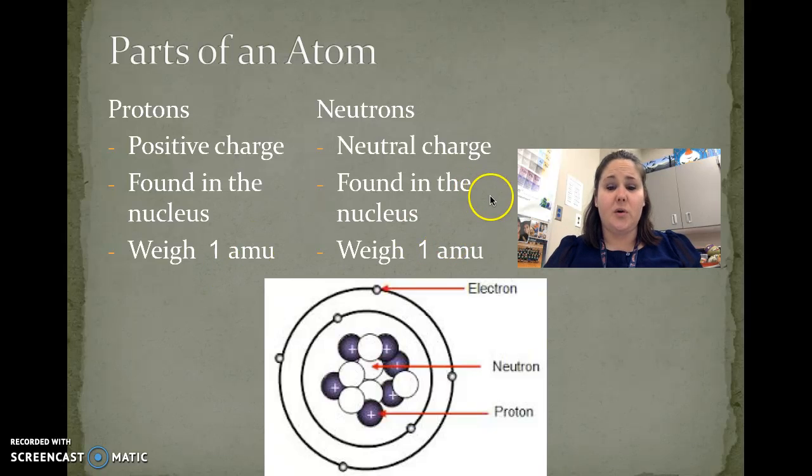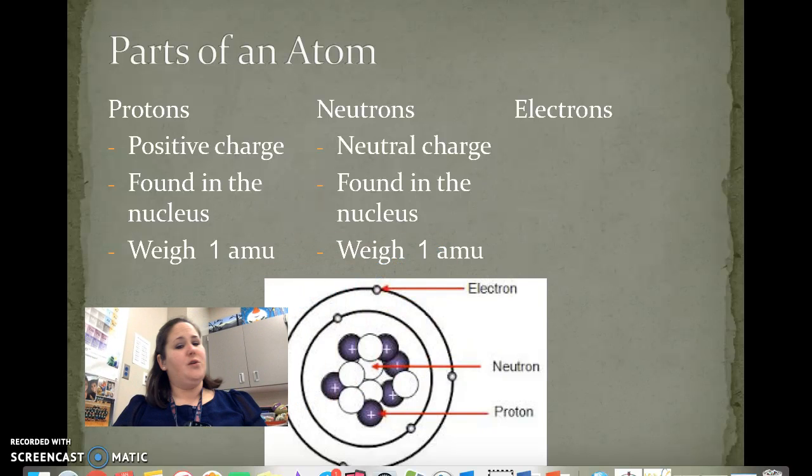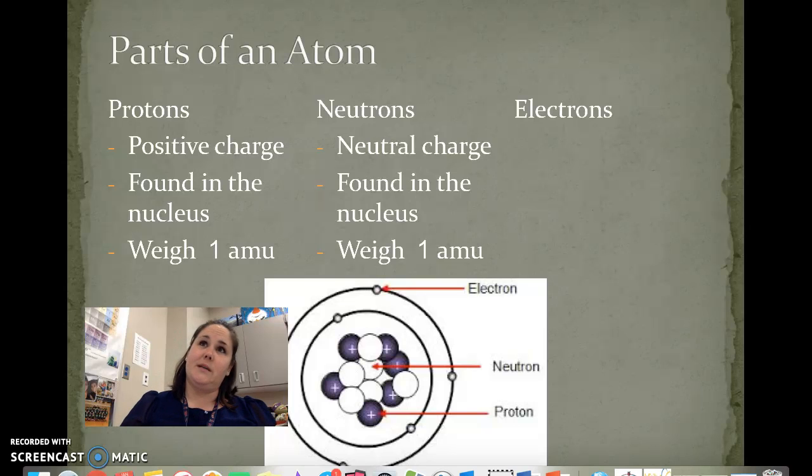The weight is also extremely small. So again, I'll pause here while you write down the facts about neutrons. I'm just giving you time to write this down.